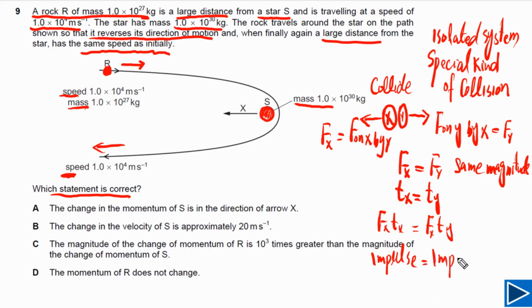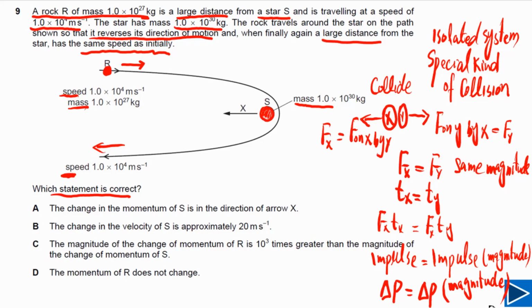So we can say impulse is also the same, the magnitude. You have to be very clear here, we are simply talking about magnitude. So magnitude of impulse on X and magnitude of impulse on Y is the same, but direction is different, direction is opposite, but magnitude is the same. Change in momentum, so the change in momentum for X and change in momentum for Y is also the same, magnitude is the same. Even the change is in opposite direction, but magnitude is the same. So this is all what we need to understand.